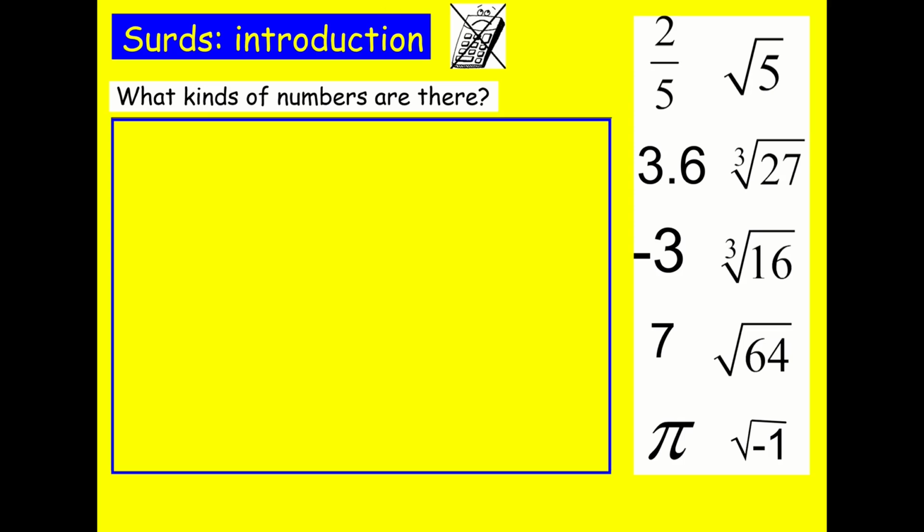Hello, today we're going to be looking at surds. You might have heard the word surd before. One thing I would do if you're in front of me is I'd say, what is a surd? And we're going to do an introduction. This is all going to be non-calculator.